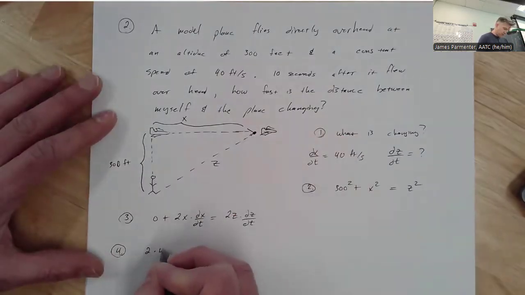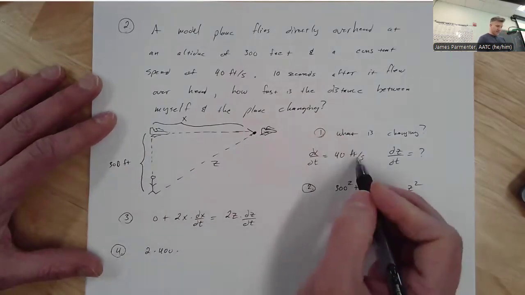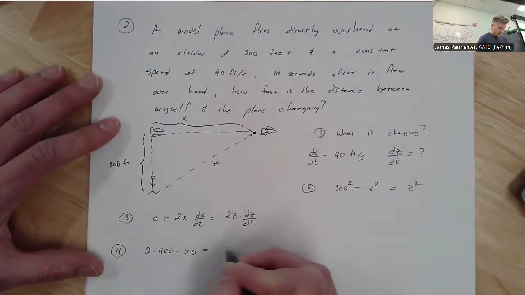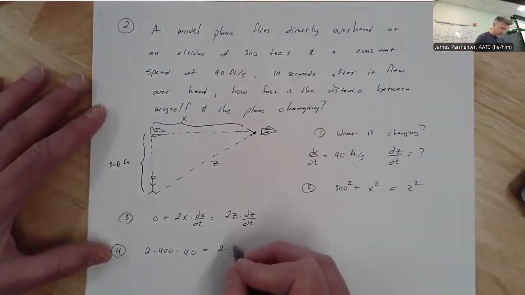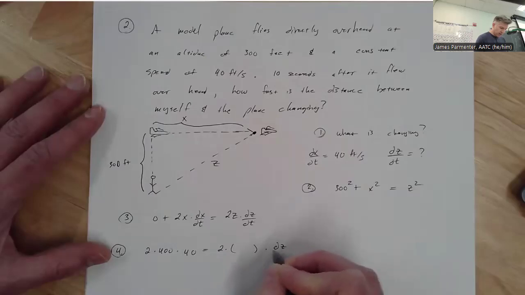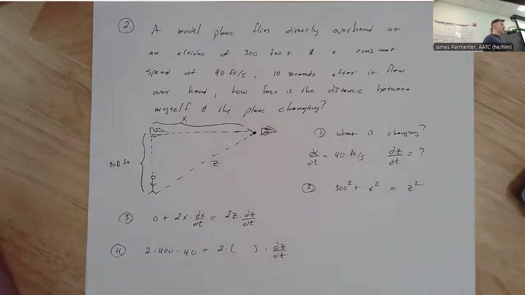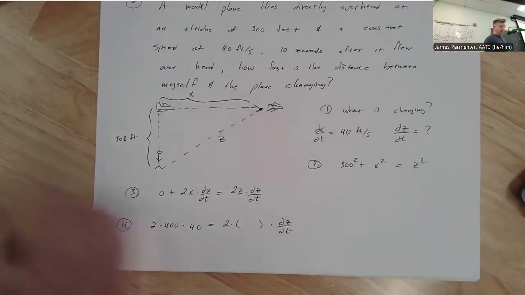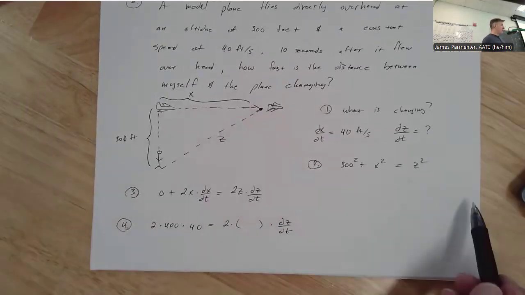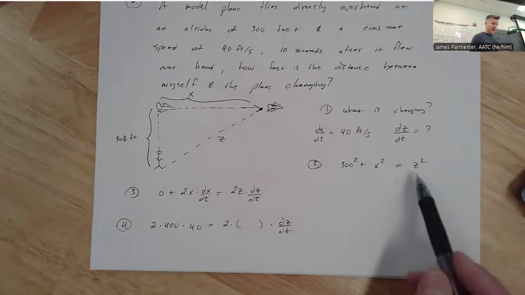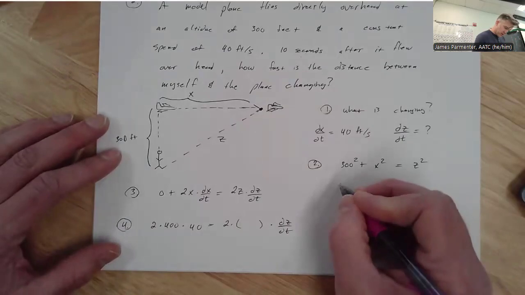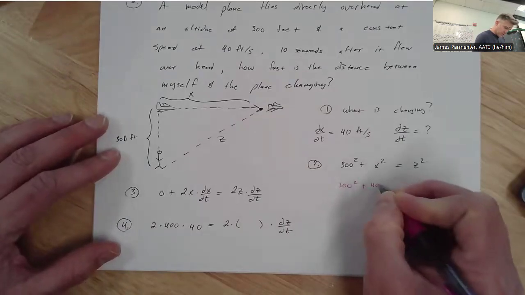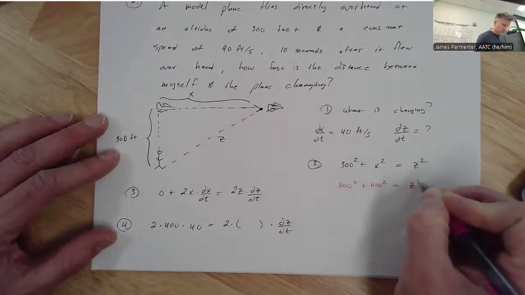So you have 2 times 400 feet times, we know what dx/dt is, it's 40 feet per second, equal to 2 times, we don't have z, right? We're trying to find dz/dt, but we don't have this other unknown that we need to solve for the thing we're actually trying to solve for. Well, that's where we go back to the equation we have. We know we can find z. We're going to plug in x equal to 400, so we have 300 squared plus 400 squared equals z squared.